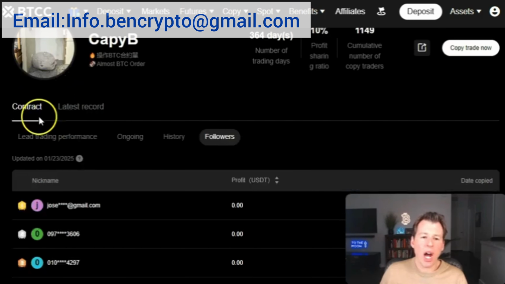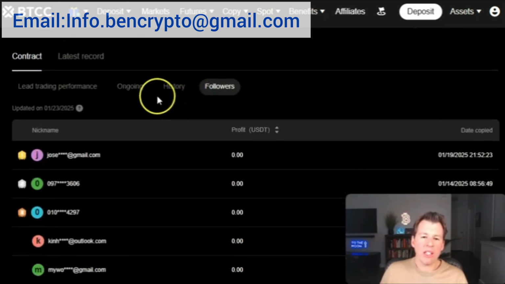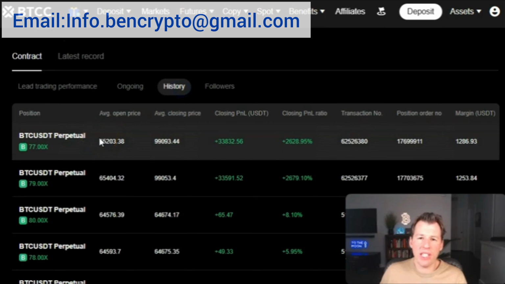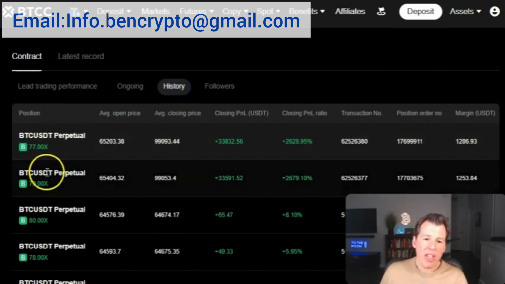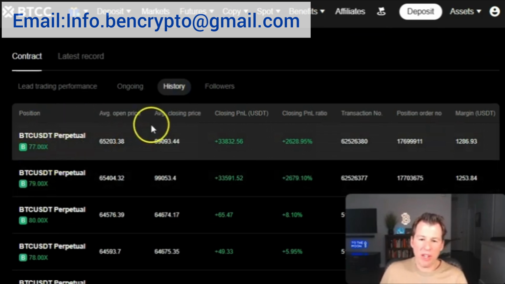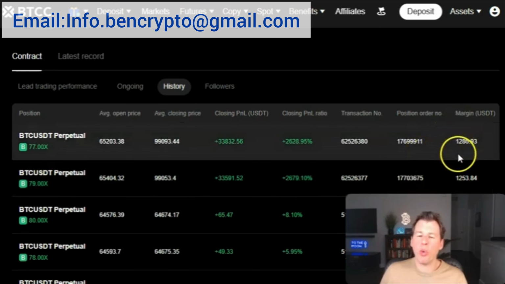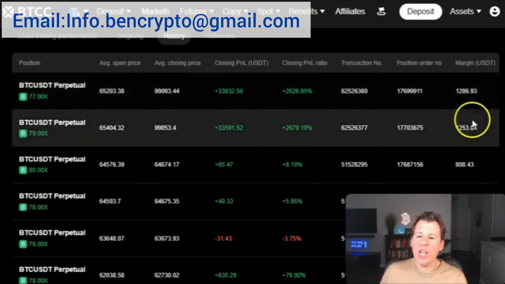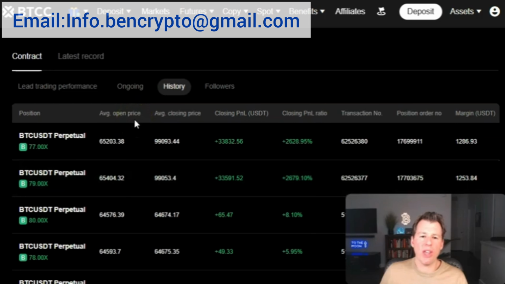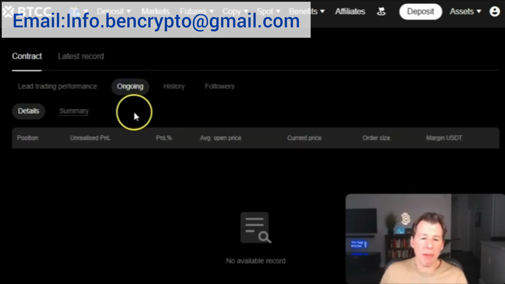Now, if we go back to the contract tab, then click on history. This just gives a little more detail for those positions I just talked about. So here's the BTC long. Specifically, the overall P&L for one position was $33,000. That's what he made. The other was $33,500. He opened up each position with $1,286 margin for one, $1,253 margin for the other. Ongoing tab. This just shows all of his current open positions. You can see he doesn't have any open positions.